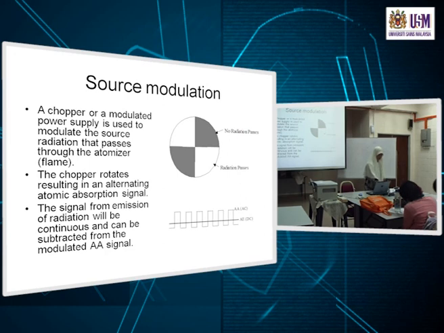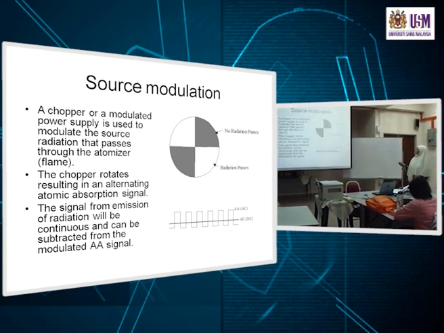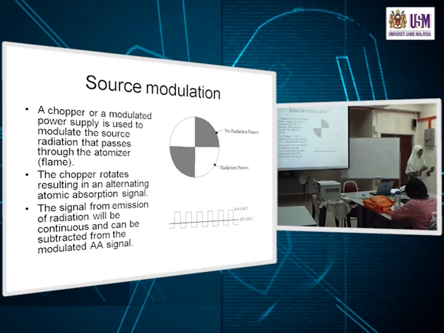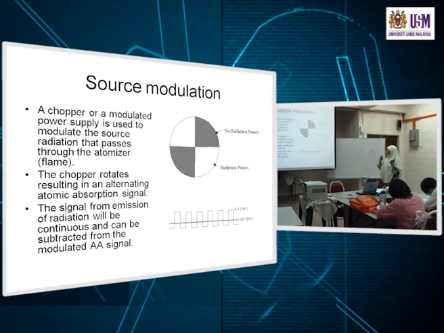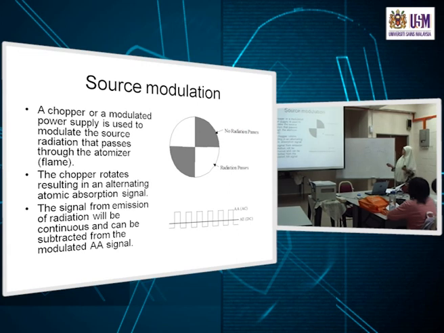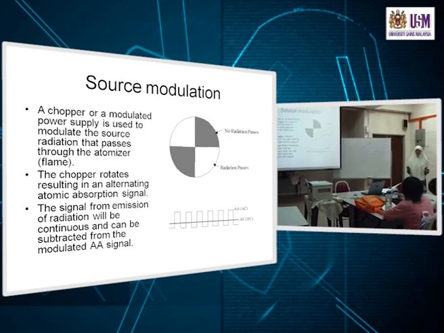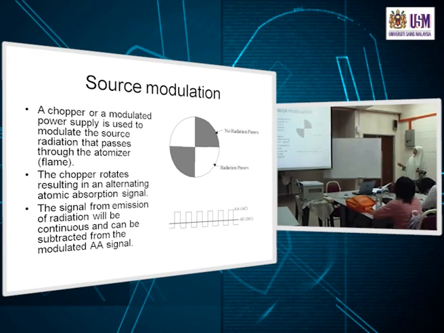Another thing that we want to talk about for a source is modulation. To modulate is to pick up something. So think about modulation as picking up the source function. How do we do that? By means of a mechanical chopper, although you rarely find a mechanical chopper now, but if you understand this then you understand the idea. Modulation can also be done by pulsing the power supply.